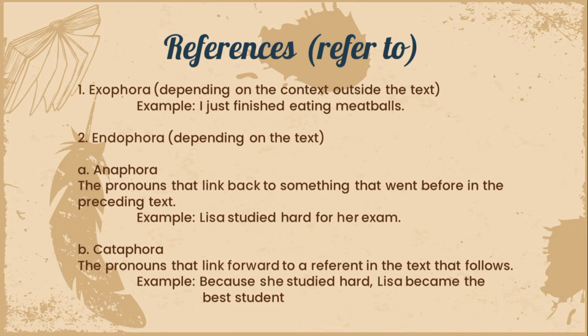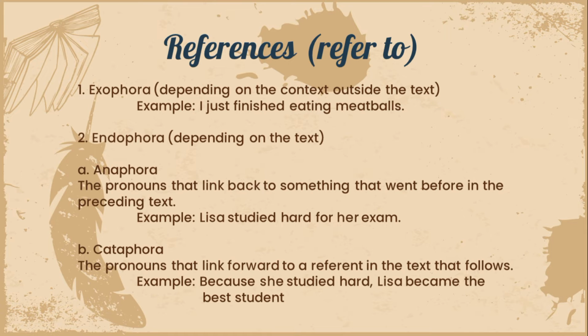And the second is endophora. Endophora is depending on the text. There are 2 kinds of endophora. The first is anaphora. Anaphora is the pronouns that link back to something that went before in the preceding text. The example is, Lisa studied hard for her exam. Here, the pronoun her is linked back to something that went before in the preceding text. And the something here is Lisa.